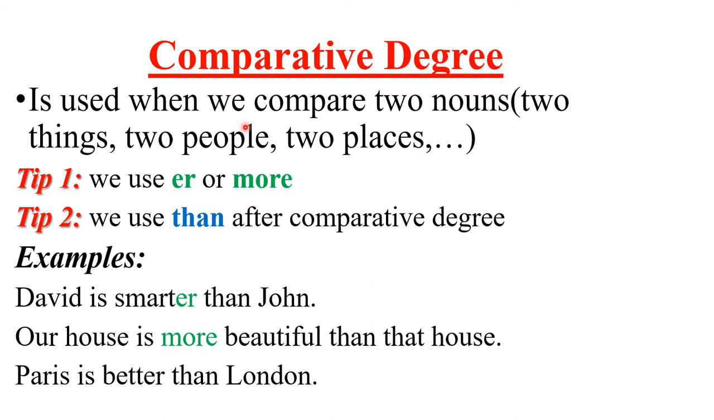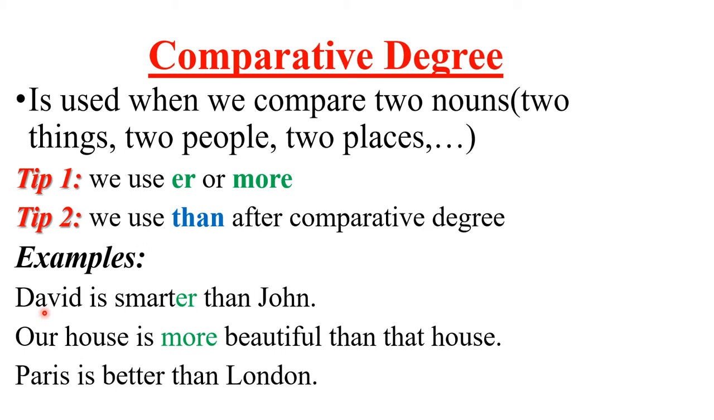But in comparative degree, we are comparing 2 nouns, or we just say 2 people, 2 things, or 2 places, or 2 groups of people, 2 groups of things, and 2 groups of places. Do not forget, there are 2 steps you have to know about comparative degree. 1, we use er or more to form the comparative degree for an adjective. Tip 2 is that we use than after comparative degree.